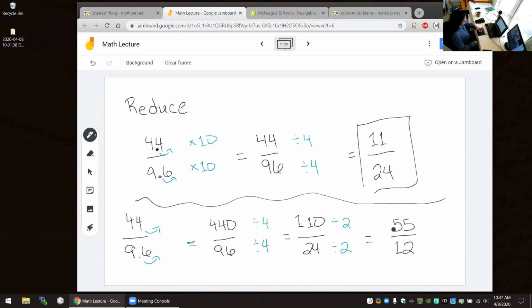So this one only has 5 and 11 as factors. The bottom only has 3 and 4, or 2. So nothing in common. We're done. Okay, all good. Everyone's happy?